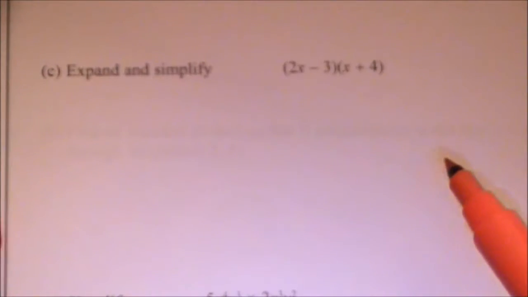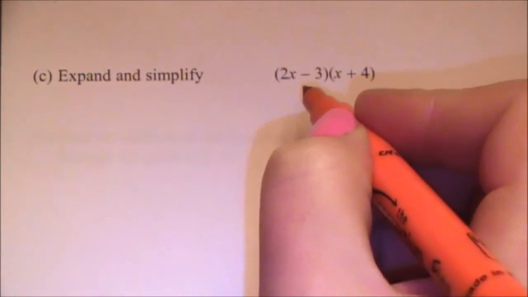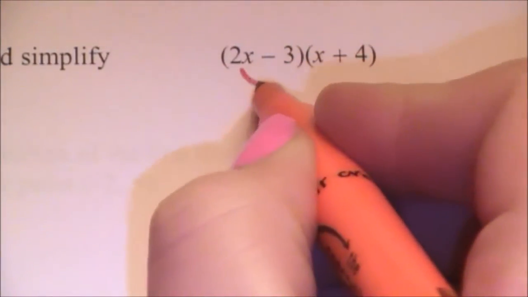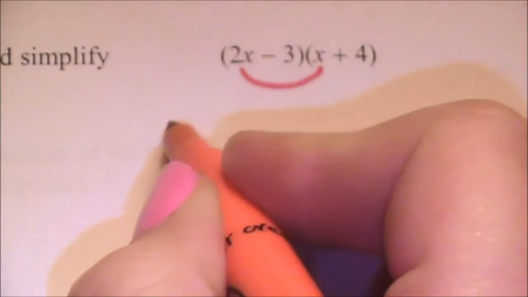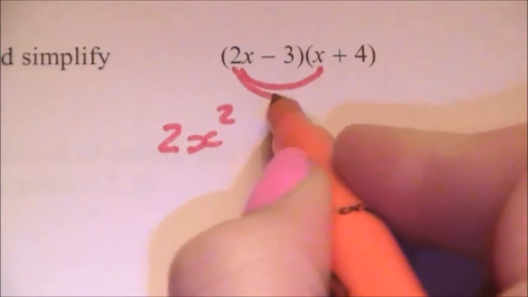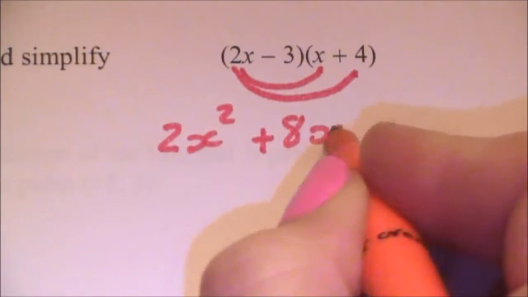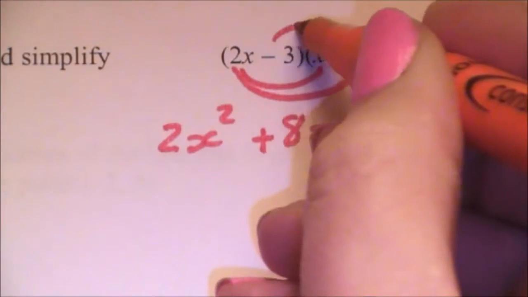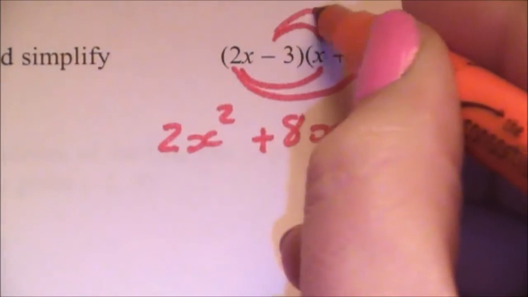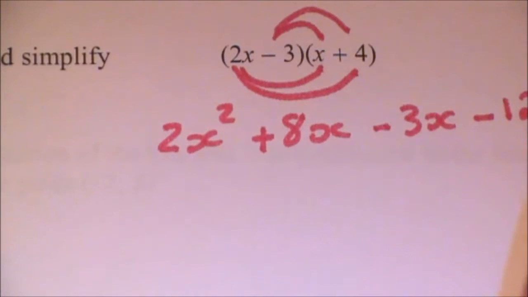Part C, expand and simplify double brackets. In order to do this, I'm going to zoom in actually to see if it stops blurring. So first thing I do is 2x times x, and that gives me 2x squared. Then I've got 2x times by positive 4. It's going to give me positive 8x. Then I've got negative 3 times by x is negative 3x. Then I've got negative 3 times positive 4, which is negative 12.